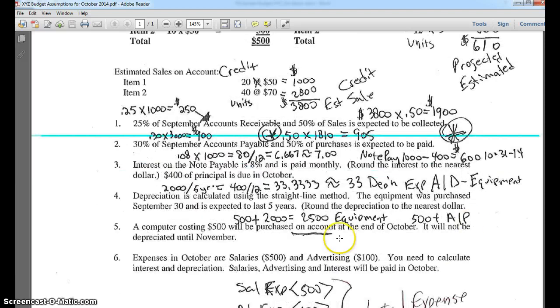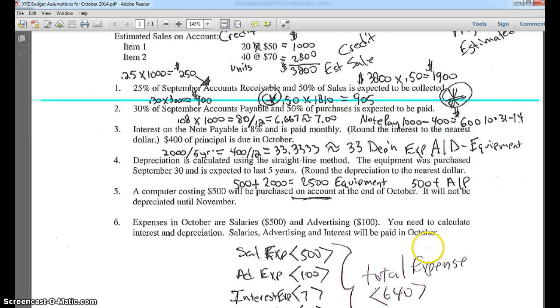The next item we have to calculate is the computer costing $500, which is going to be purchased on account or for credit, and it will not be depreciated until November. Okay, so we're going to take the $500, add it to the beginning balance for the equipment of $2,000, and then at the end of October, our equipment is going to be $2,500. Also, I put a note here that we have to add $500 to accounts payable because we didn't pay cash for the computer. We purchased it on account.